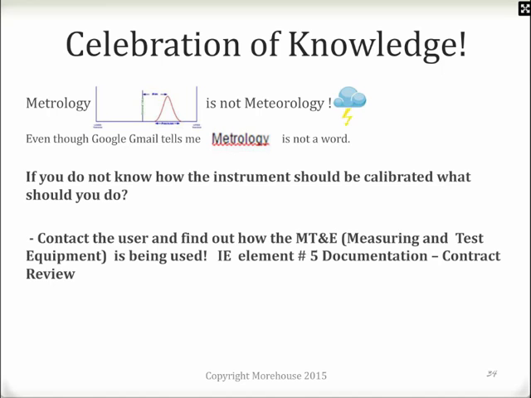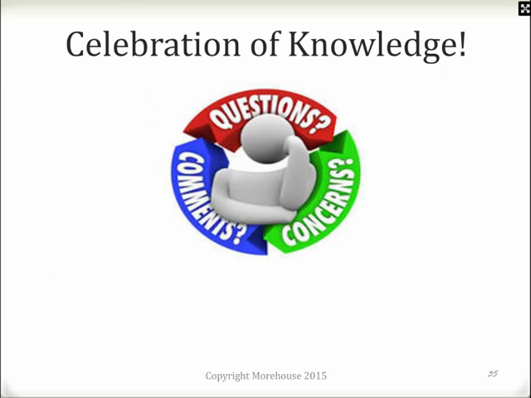So, wrapping up, if you do not know how the instrument should be calibrated, what should you do? I hope everyone realizes the importance of this. You should contact the user and find out how the MT&E, measuring and test equipment, is being used. This is element number 5, documentation, contract review.